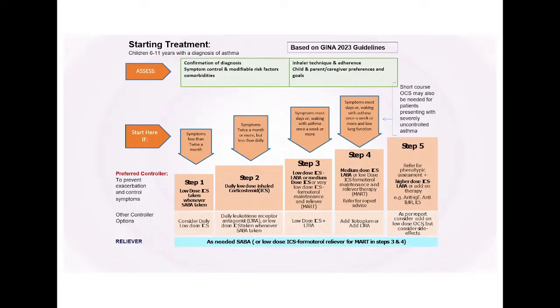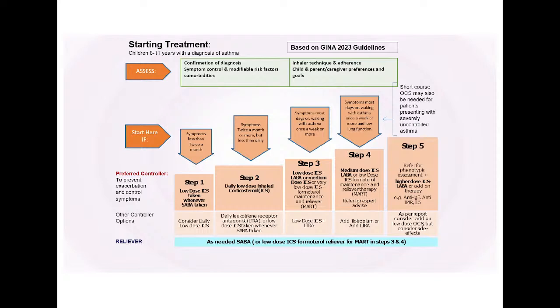So in step 2, if the symptoms are twice a month or more but less than daily, we have to give low dose inhaled corticosteroid and as needed SABA. As needed salbutamol we can give, or we can use low dose inhaled corticosteroid with formoterol, means Foracort we can give.